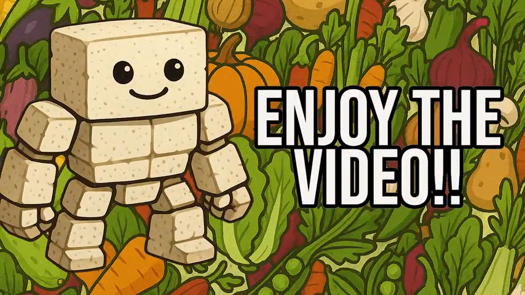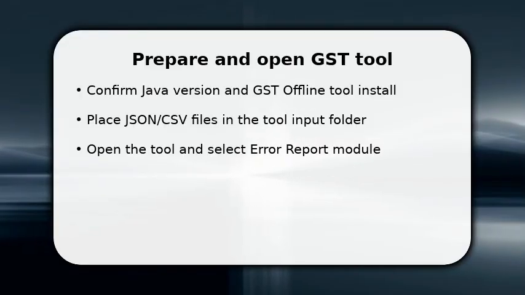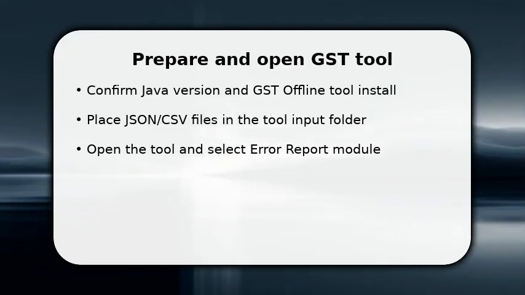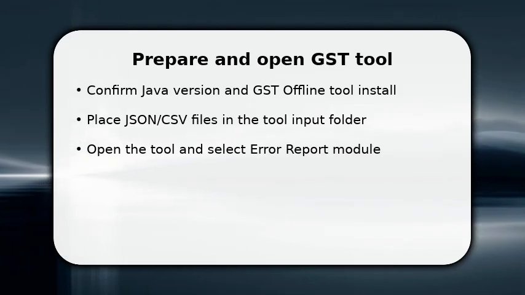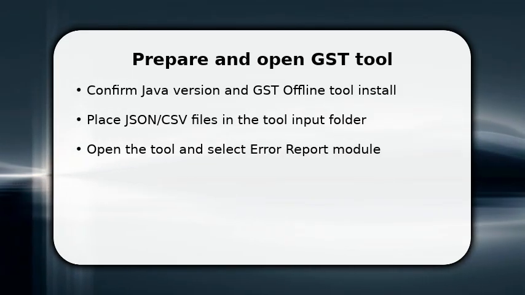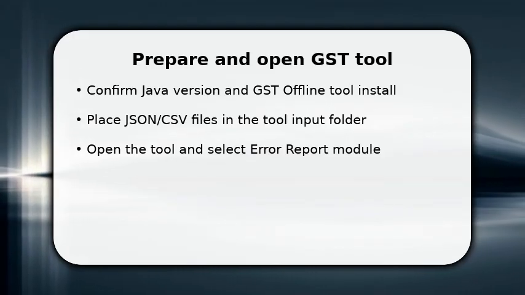Please enjoy the video. You start by verifying Java and the GSD offline tool are installed. This prevents runtime failures. Once done, move the return files into the tool's designated input folder so the program can read them. Now launch the GSD offline application and navigate straight to the Error Report or Validation tab. This is where you'll run the first pass.